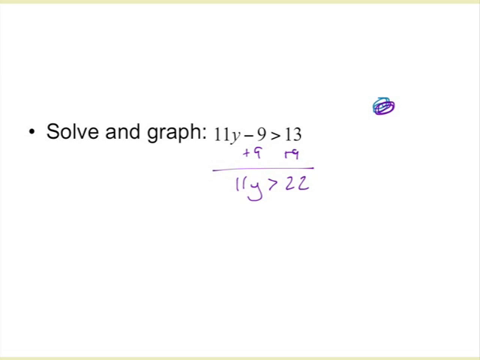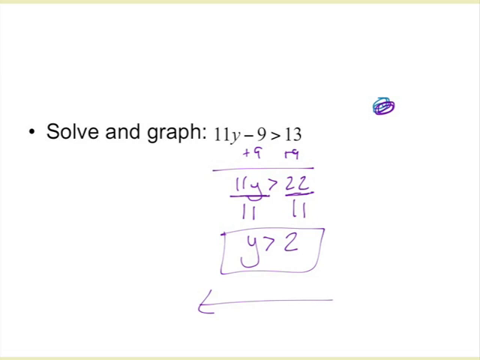Then to get the y alone, I'm going to divide by 11. This is where we need to be a little bit careful and make sure that the number we're working with on both sides is a positive number. So 11 is positive, we don't have a problem, so I get y is greater than 2. That's our solution. Then we want to graph that solution, 0, 2.